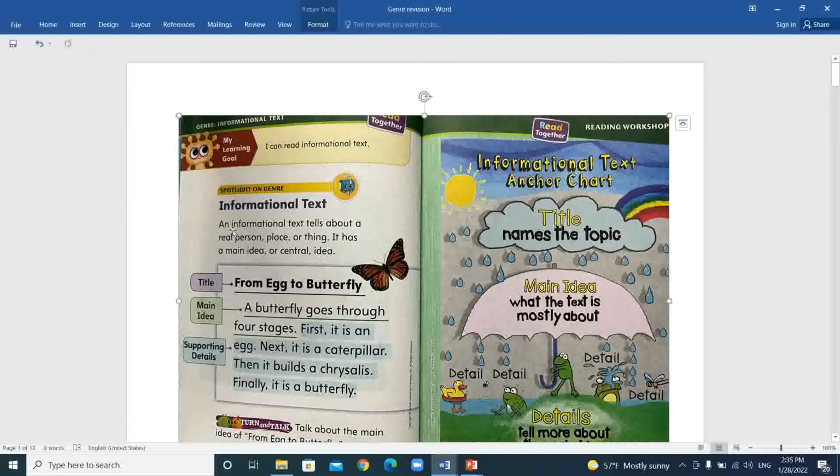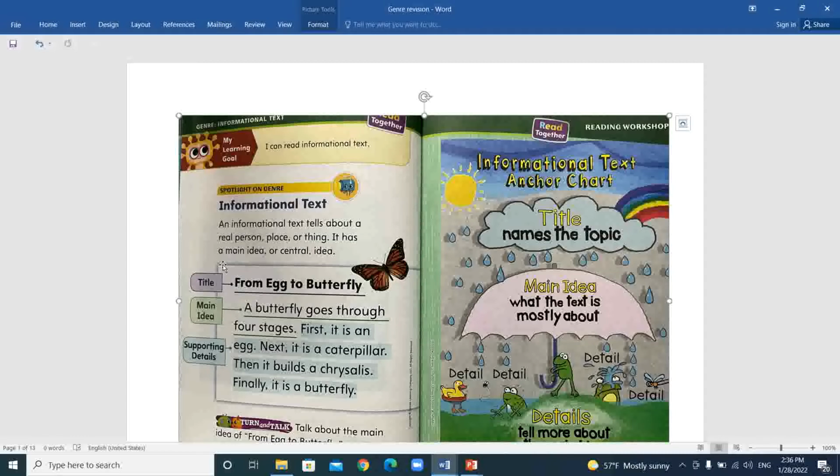Right? It says here, an informational text tells about a real person, place, or thing. That means it gives you facts. It gives you information about a person, place, or thing. And it has a main idea. The main idea is what the story is mostly about. When you read the whole story, what is the whole story telling you about? That would be the main idea, or some people call it the central idea.